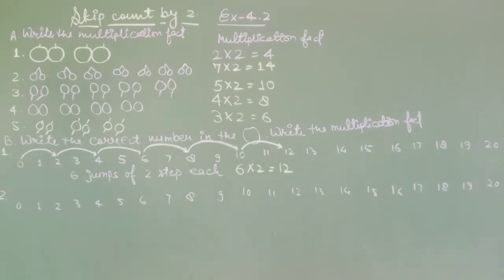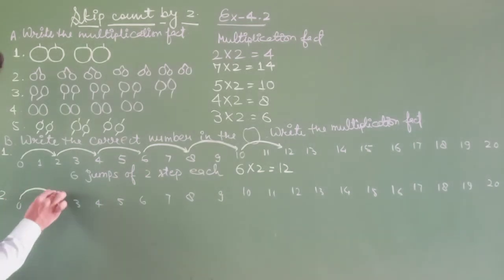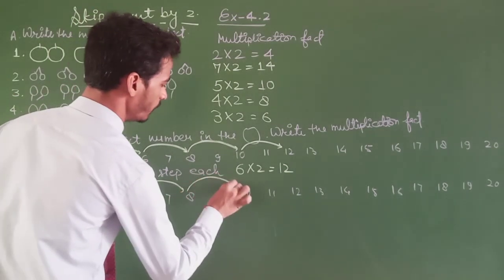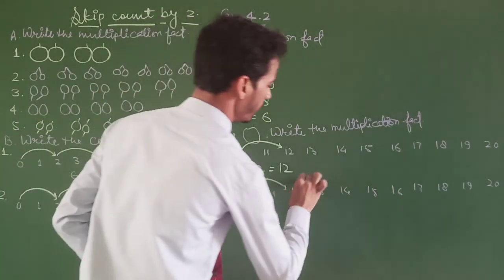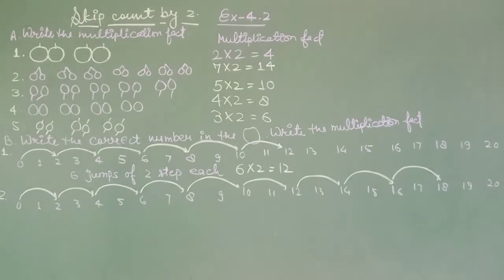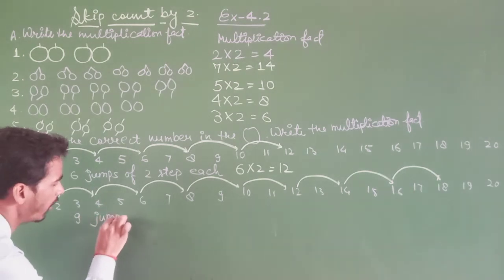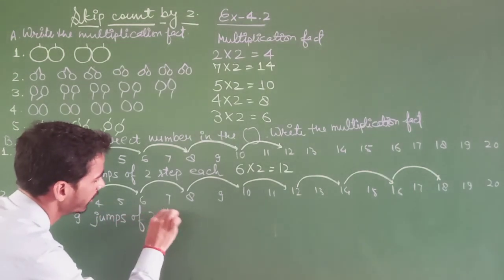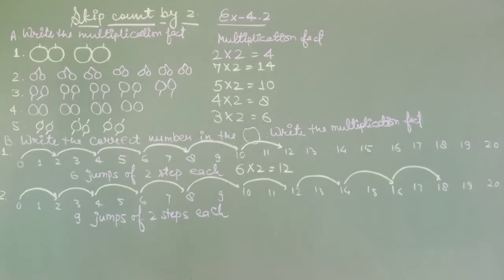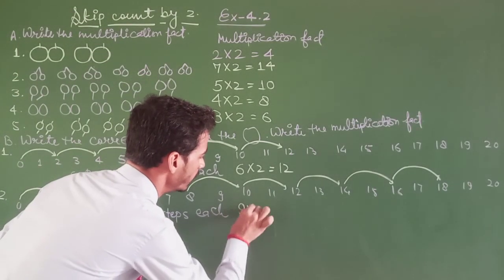Now come to the second question. In the second, there are 9 jumps: 1, 2, 3, 4, 5, 6, 7, 8, and 9. You have to draw 9 jumps of 2 steps each. That makes 9 multiplied by 2 is equal to 18.